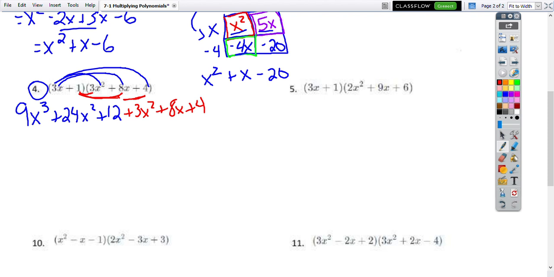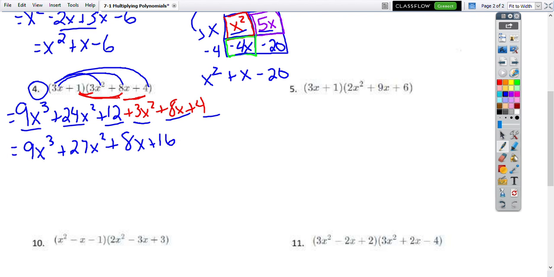And then I just combine like terms. So I got these two. This is the only x cubed, so that's just going to drop down. I have 2 x squareds. I add those together and we get 27x squared. So we add the coefficients and keep the variable the same. There's only one x here, so that's plus 8x. And there's 2 numbers, so the constants I add together, and I get 16. And that's going to be the answer here.